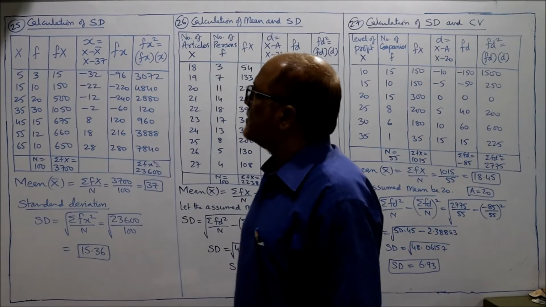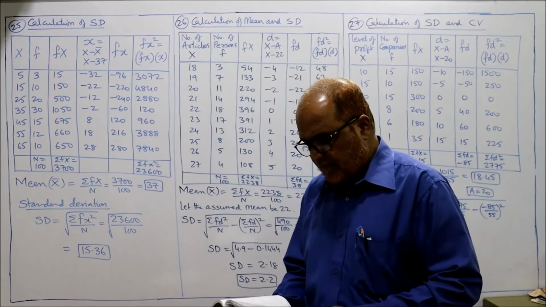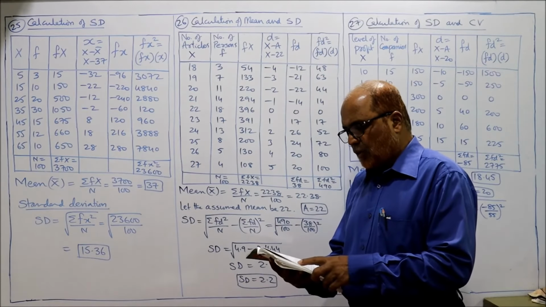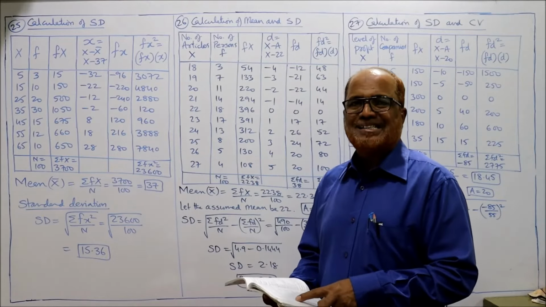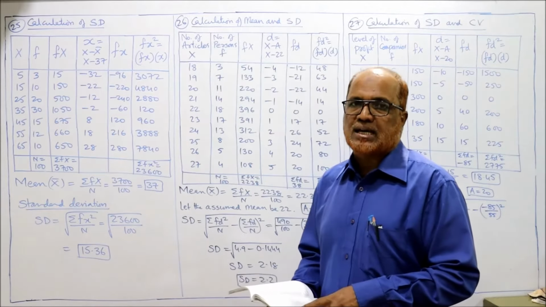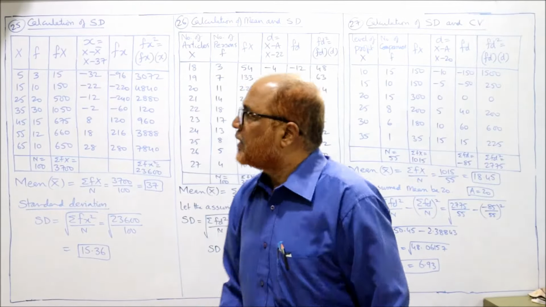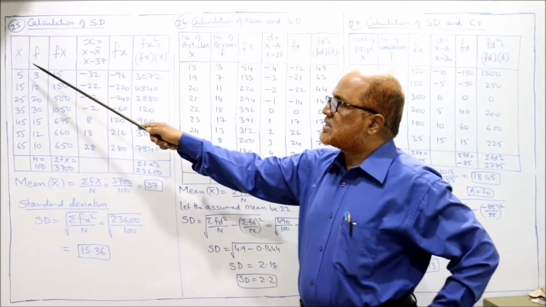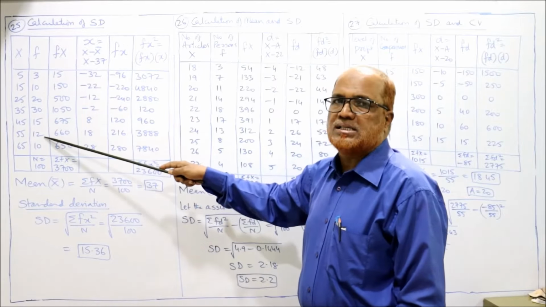Now we'll start problem number 25. See the 25th problem carefully. Find the standard deviation for the following distribution. X values are given and frequencies are given. So again, it's a discrete series, and we have to find out the standard deviation.